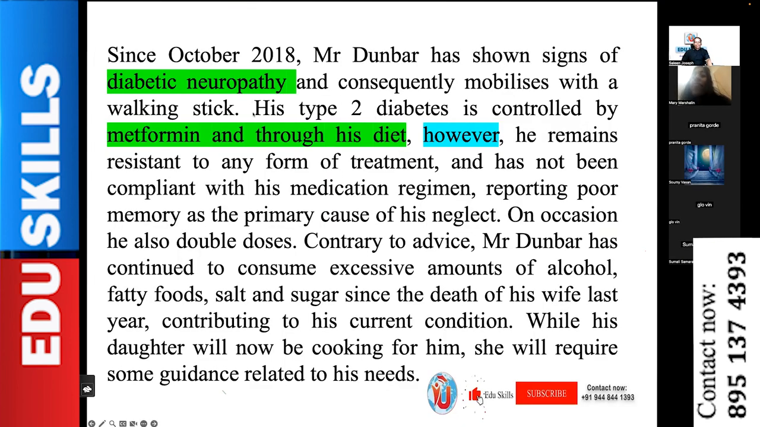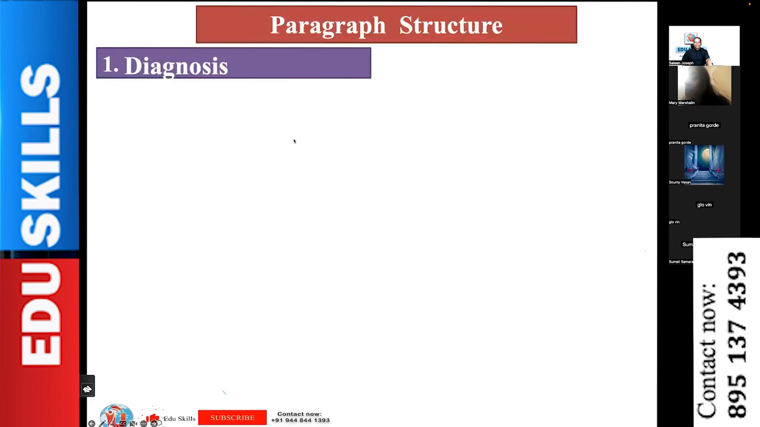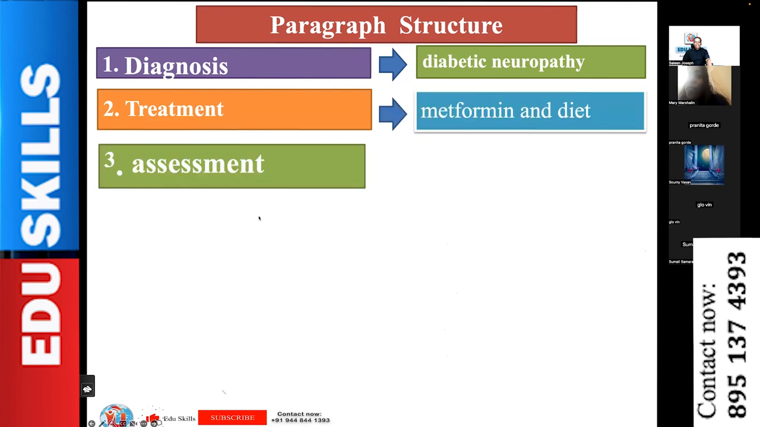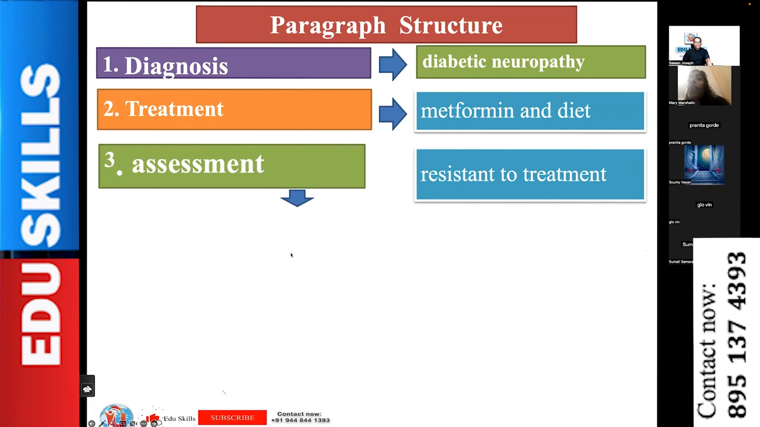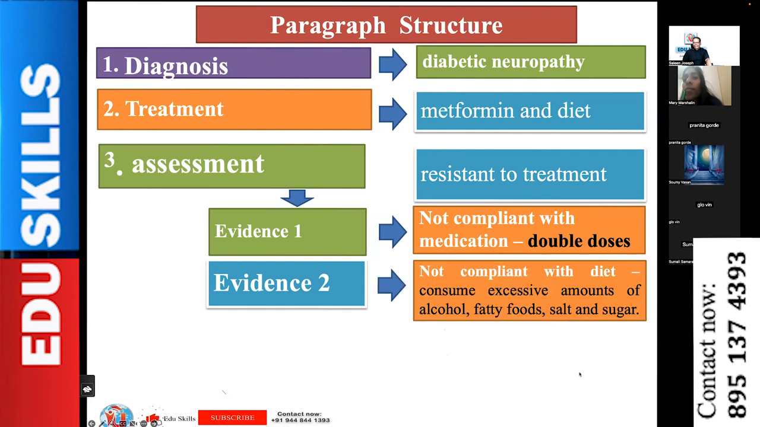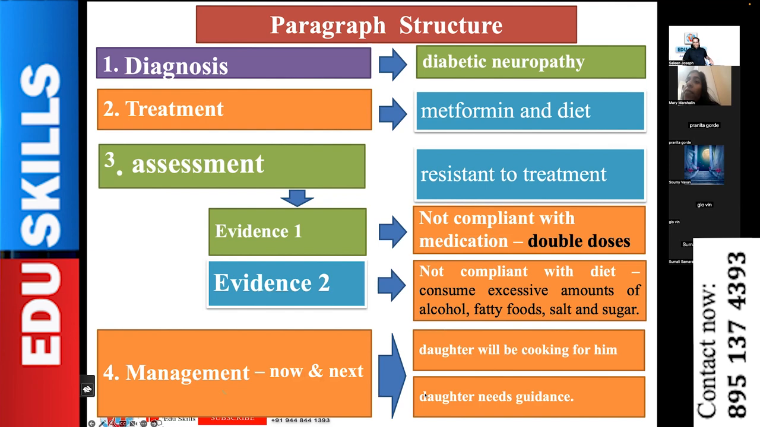This is how, if you want to write another paragraph, Peter Dunbar, we have seen all these things. You see how beautifully it's structured, not for learning. Diagnosis, diabetic neuropathy. I am showing the structure of a paragraph. Treatment, metformin and diet. Assessment, resistant to treatment. Evidence one, not compliant with medication, double doses. Evidence two, not compliant with the diet. Consumes excessive amounts of alcohol, fatty foods, salt and sugar. Management, now, daughter will be cooking for him. And next, daughter needs guidance. See, beautiful paragraph.